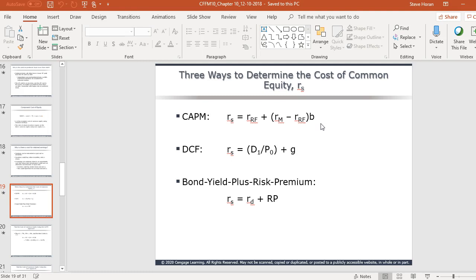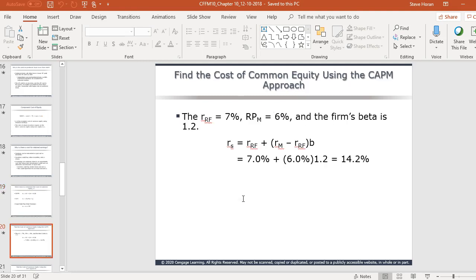We also have the dividend cash flow model, which we looked at in Chapter 9. You hopefully remember this one: D1, the dividend a year from now, divided by the price of my stock today, P0, plus the growth rate. Or we can do the bond yield plus risk premium approach, which basically says, what's our R sub D, and add what they call the risk premium, and that'll give us our answer. So there's really 3 ways to do this, and most companies will do an average of the 3.